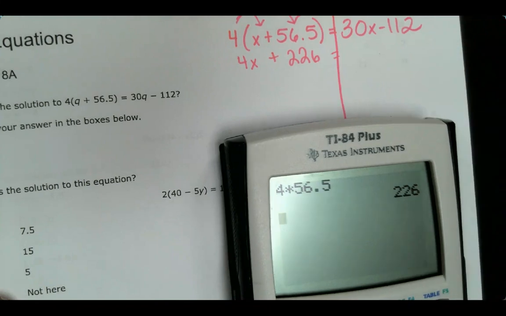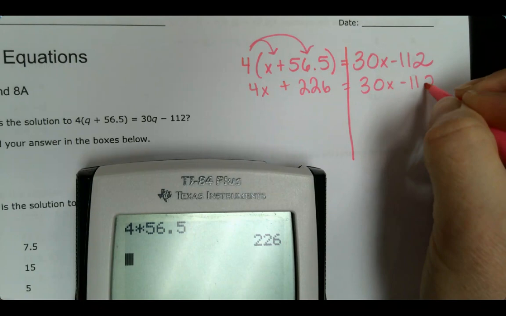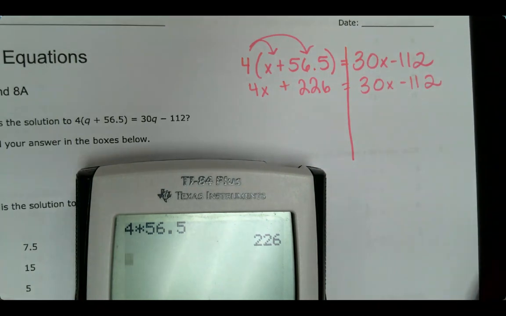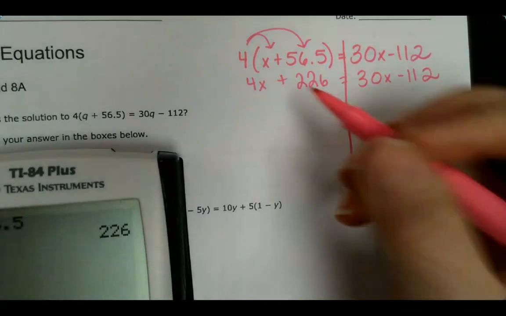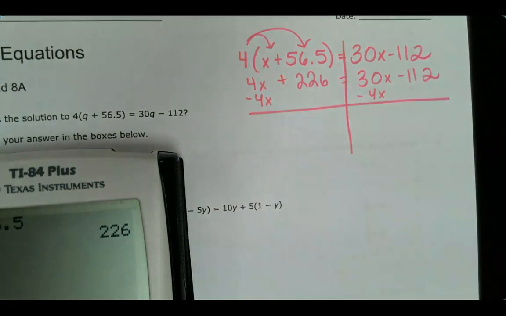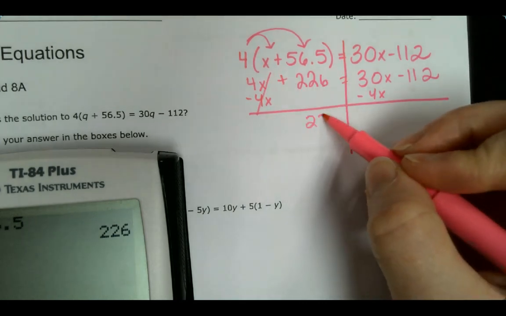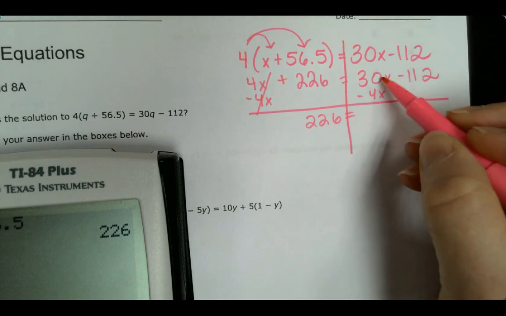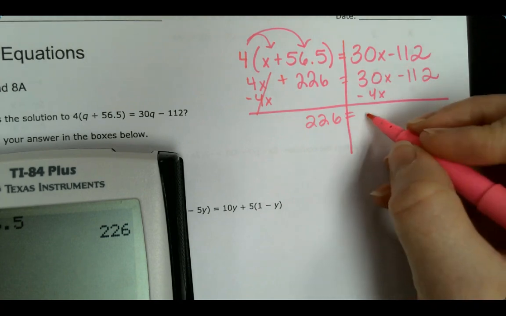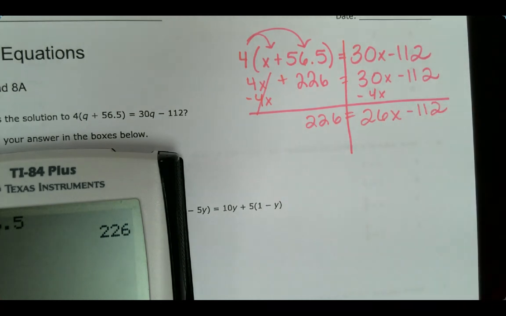The right side doesn't have any kind of distribution or anything like that. And the next step would be to get all your x's on one side. You want to move your smaller x to the other side so that you keep positive x's if you can. Let's carry down the 226. We have 30 minus 4, 26, minus 112.